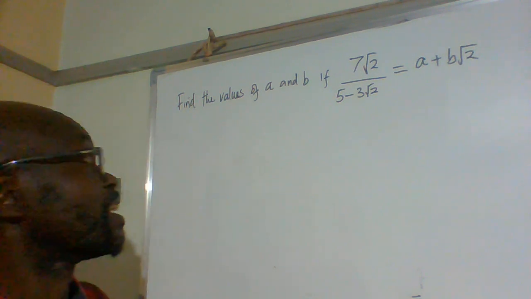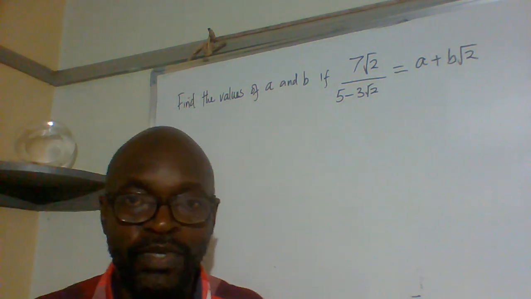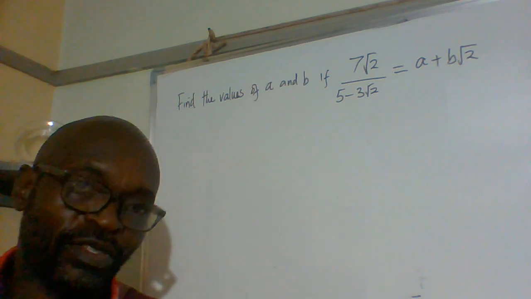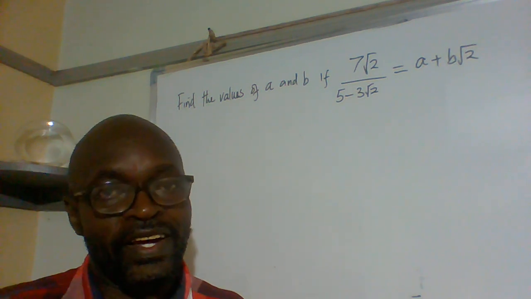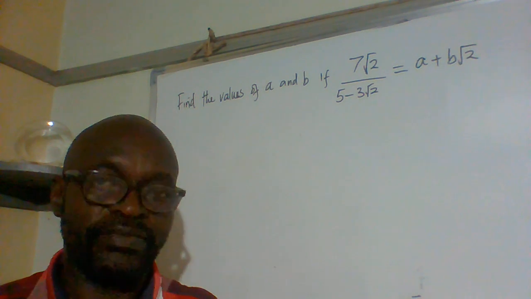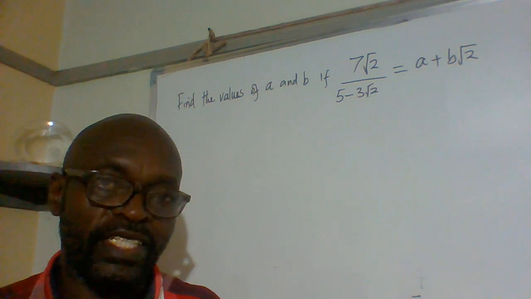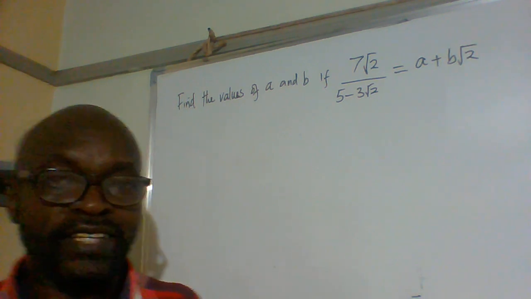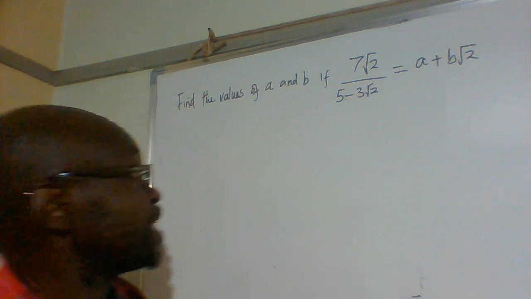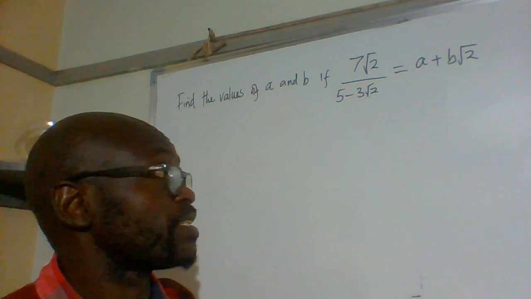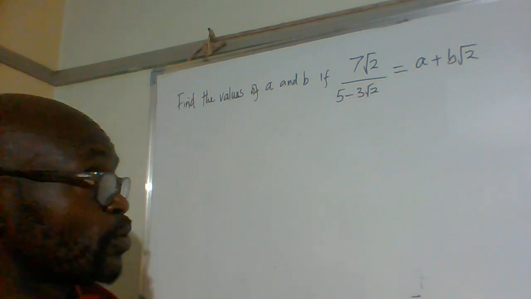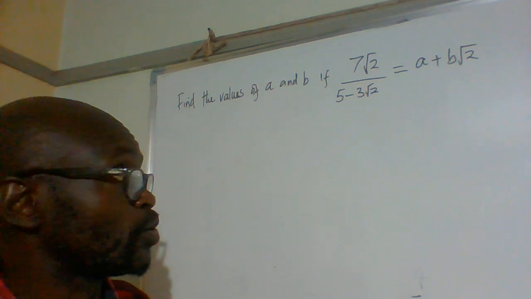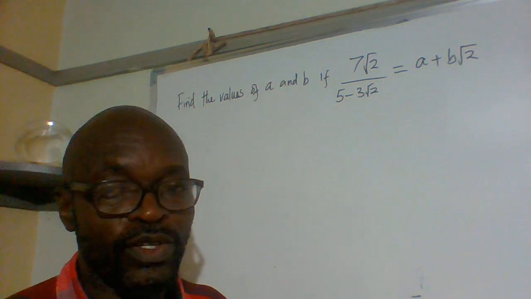Here we have a situation where we are presented with a question in Surds, one of the branches of mathematics. Now here we have a fraction that has a surd in the numerator and the denominator. And then the question is, find the values of a and b if 7 root 2 over 5 minus 3 root 2 is a plus b root 2.